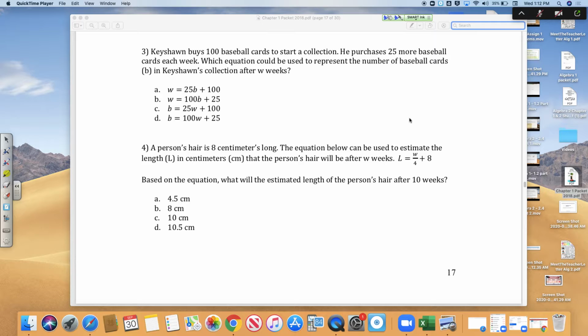All right, so it's important to realize that our equation is going to be the number of baseball cards he has equal to how many weeks that he is doing this.